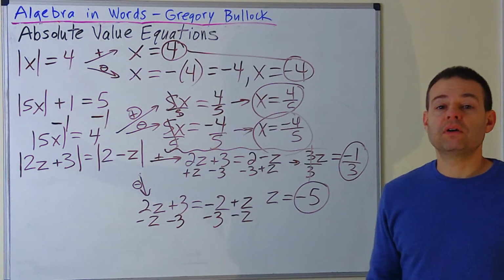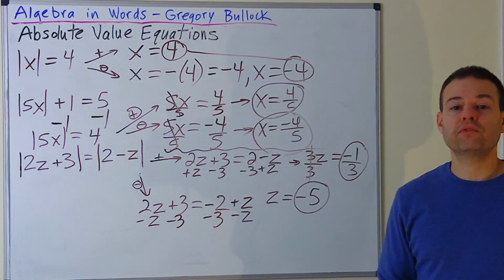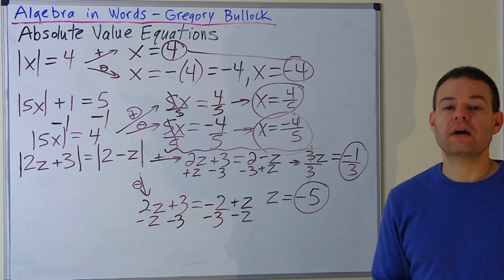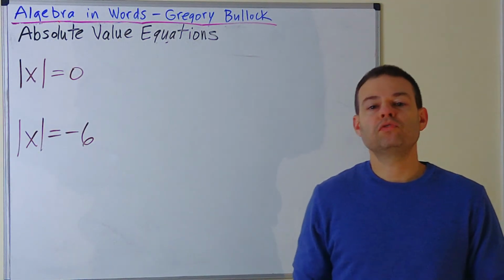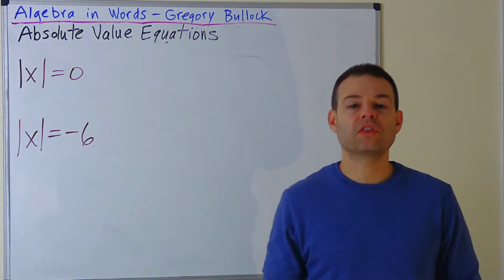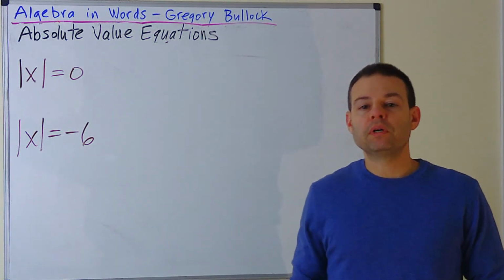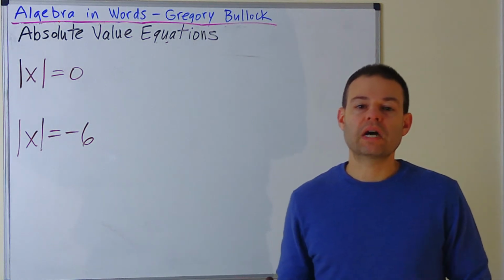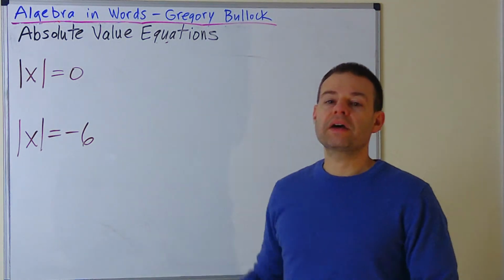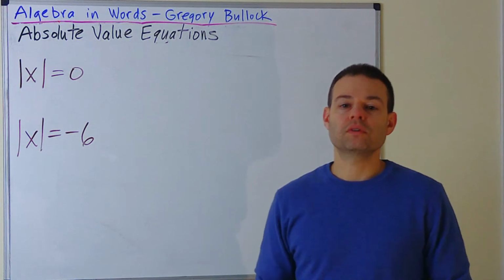So I'm going to erase the board and put a few more problems on the board just to clarify this topic. Okay, I put two more absolute value equations on the board. They're somewhat simple, but these are meant to sort of make a couple points. Let's look at the top one. The absolute value of x equals 0.